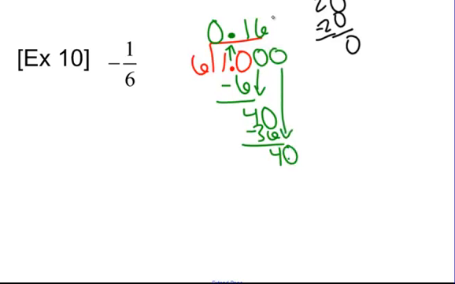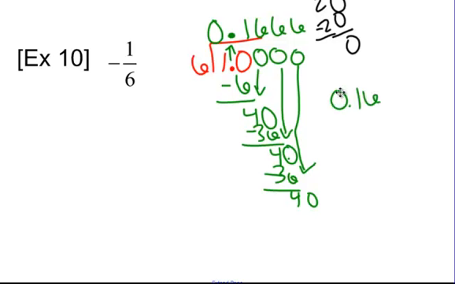6 goes into 40 6 times. 6 times 6 is 36. Looks like this is going to keep happening, right? Another 40, because we can bring down another 0. Look at this pattern. 0.1666. It's going to go on like that forever. So we can do this, 0.16 with a line over the 6, because we know it's repeating.